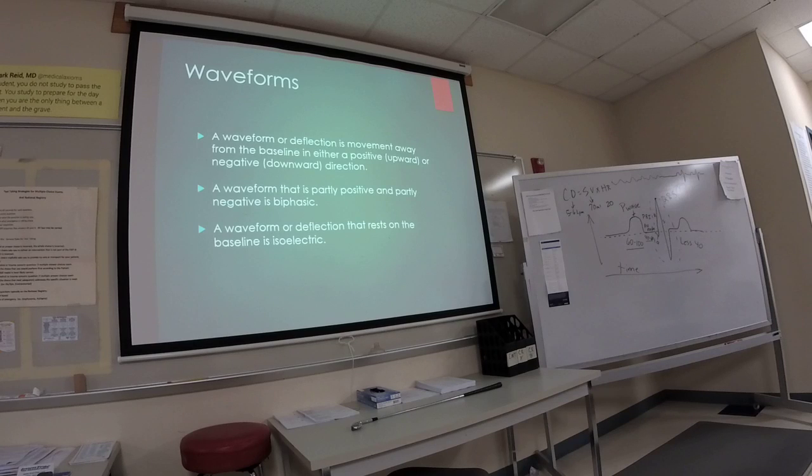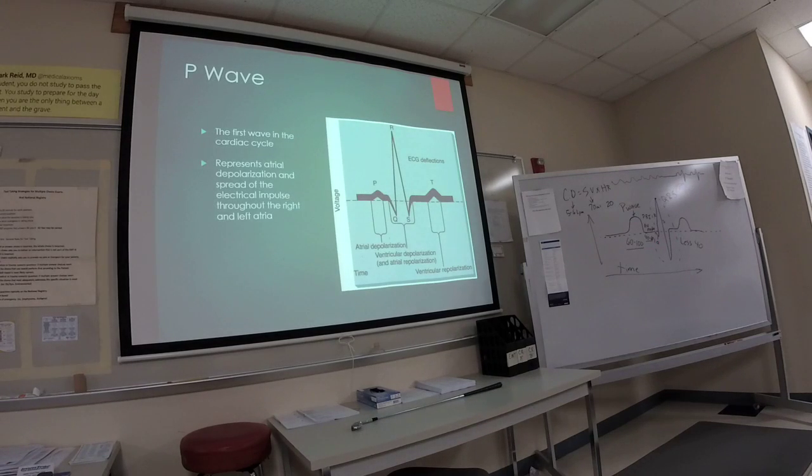All right. We talked about the isoelectric line, that neutral line, right? Biphasic just means both ways, right? Because you have upward and downward deflection of these different waves. And then here's what we already talked about: the P wave, it signifies atrial depolarization. This QRS complex represents ventricular depolarization, and then this T wave represents ventricular repolarization.